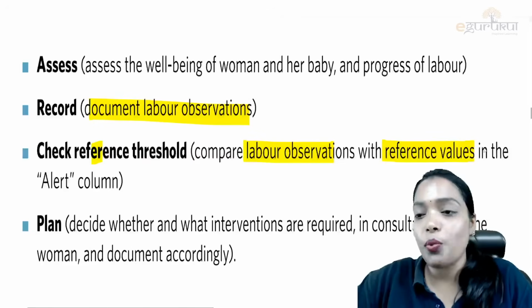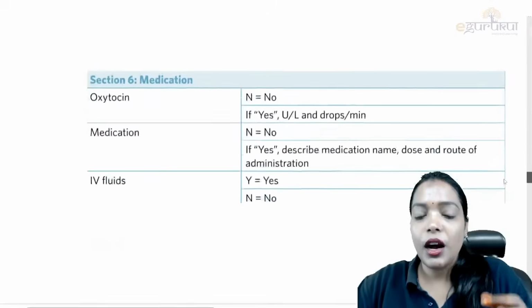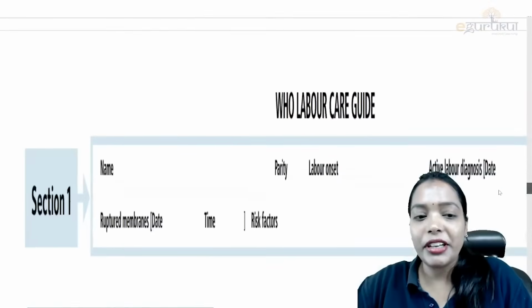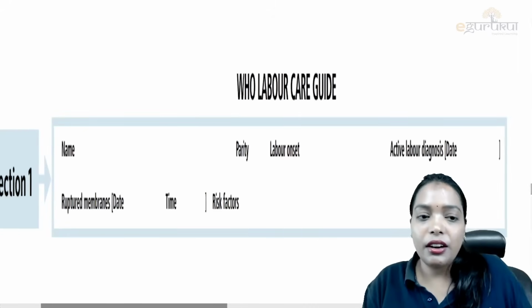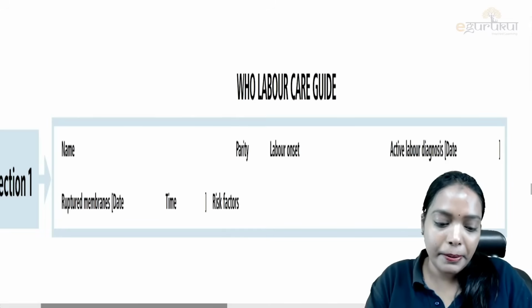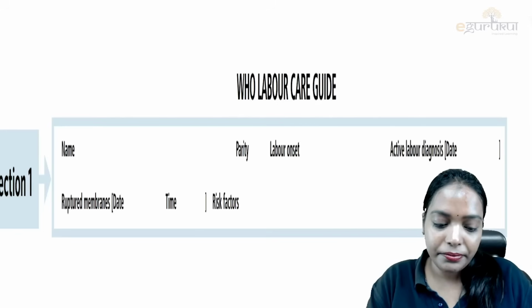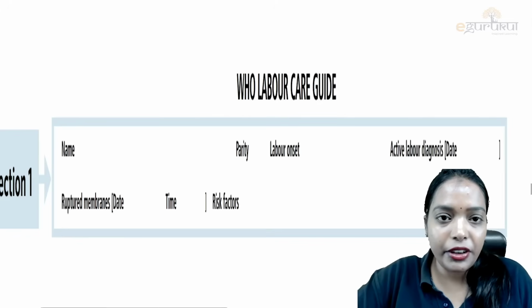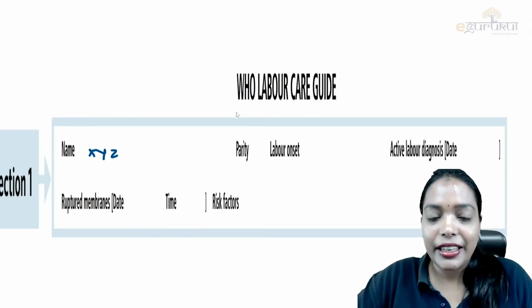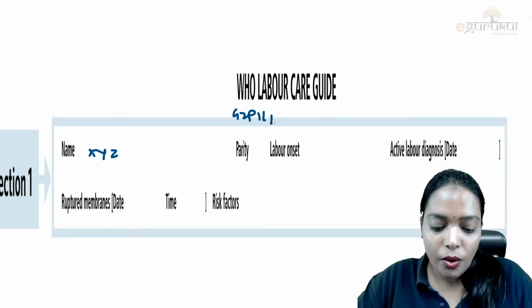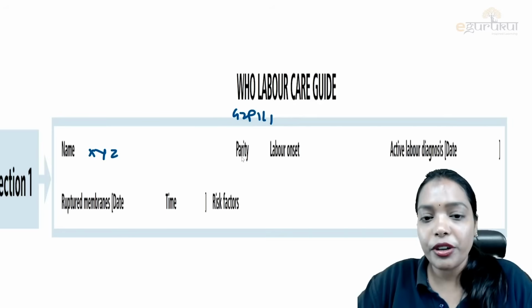So starting with section 1. I'll be telling you how to write and interpret. Section 1 is regarding the woman, like what is the name of the woman, parity of the woman. So section 1 is all about the woman. So name of the woman: you write the full name of the woman, XYZ, followed by the parity. Like she is gravida 2, para 1, living 1. So whatever her parity or obstetric score is, you're going to write it under the parity.